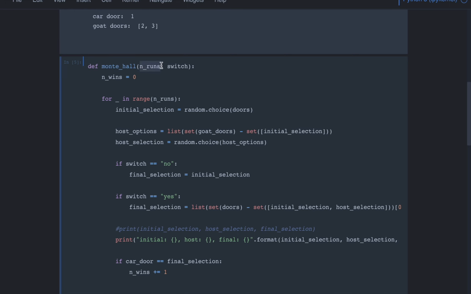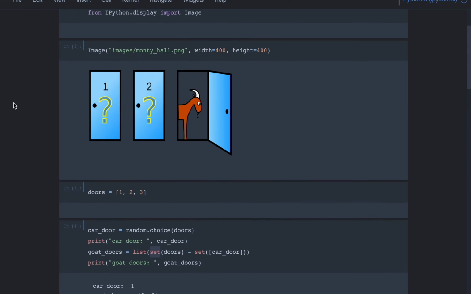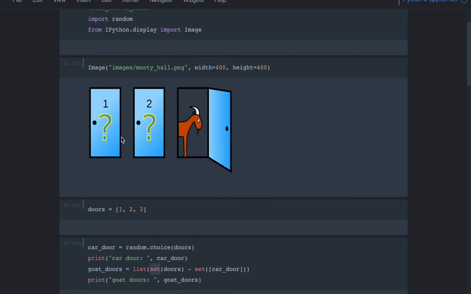Now we are going to run this experiment n number of times, and we give the user the option to switch or not. So we run this experiment first time with the user not switching, and second time with the user switching, and then we compute the probability without switching and with switching to find out which one is the best option. Now again, let's spend a bit more time on understanding this problem, right?